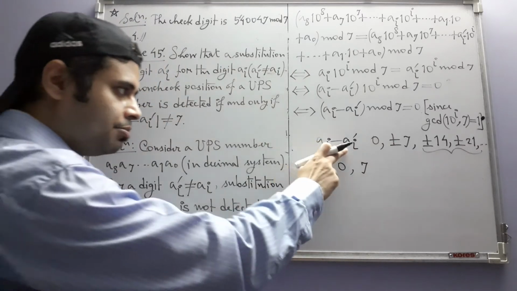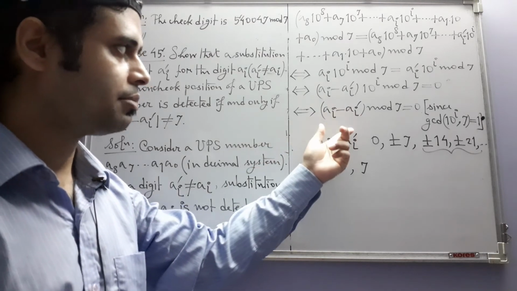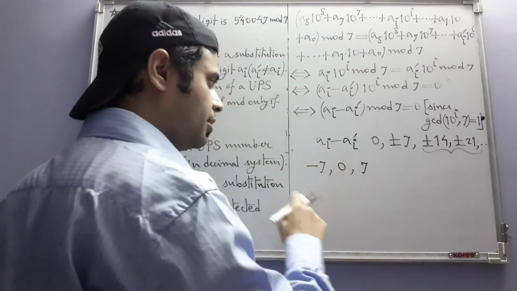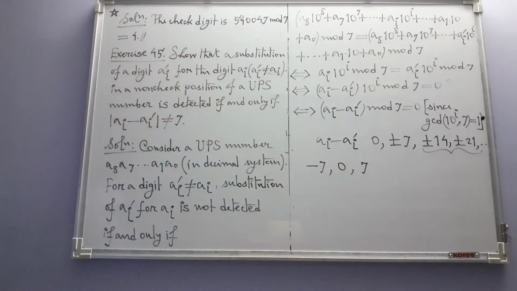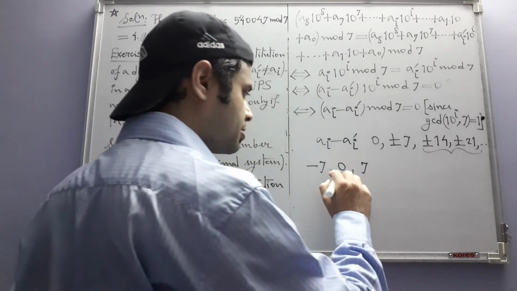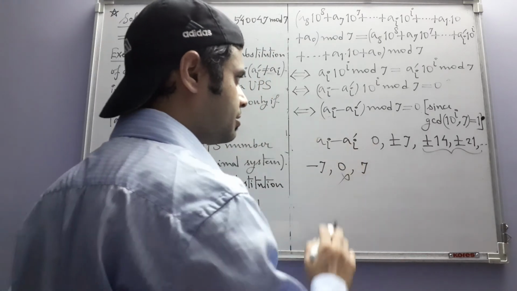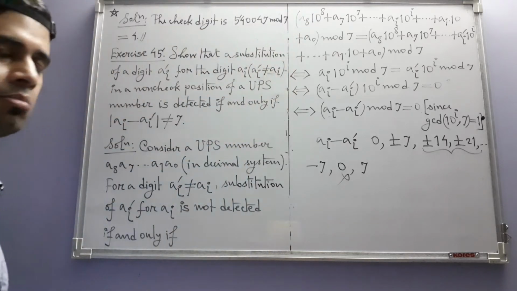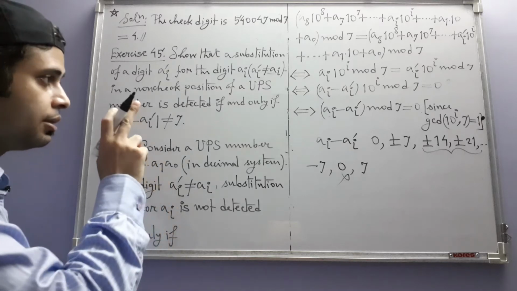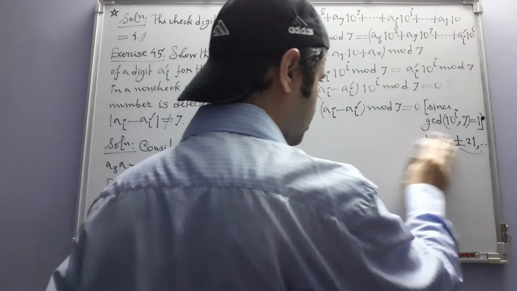Okay, can it be 0? Since AI and AI prime are both decimal digits, this will be 0 if and only if they are equal, but they are given to be not equal. So there is no possibility of having 0. So the only possibility is that this difference is either plus 7 or minus 7, and as such the absolute value of this difference has to be equal to 7. So we write like that.